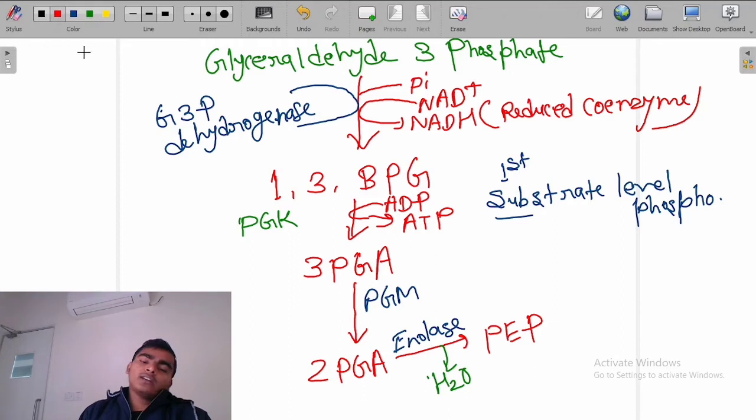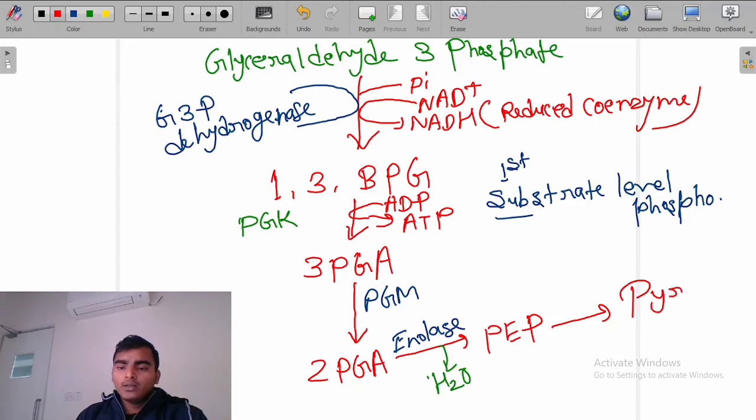Now it's time for the last step of glycolysis. In the last step, PEP will be converted into pyruvate. So now we have a pyruvate molecule. The enzyme which is responsible for this particular step is pyruvate kinase.